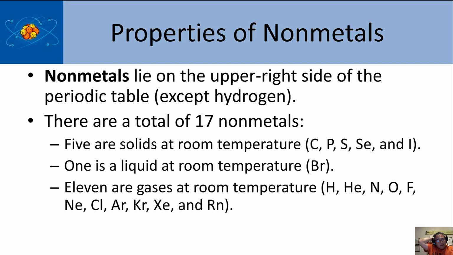So nonmetals, again, upper right-hand side of the periodic table, there's a total of 17. 5 are solids at room temperature. 1 is a liquid at room temperature, and 11 are gases. So there's a lot of gaseous nonmetals: hydrogen, helium, nitrogen, oxygen, fluorine, and then there's neon, chlorine, argon, krypton, xenon, and radon. So a lot of the nonmetals are gases.